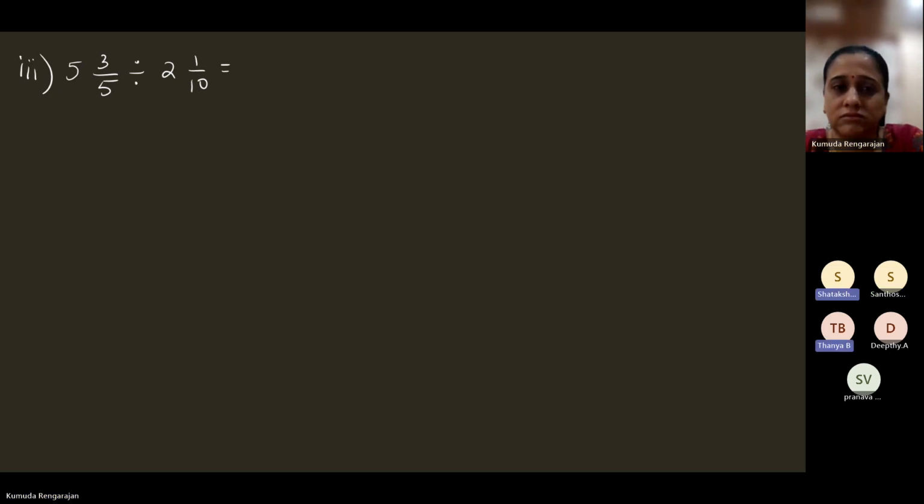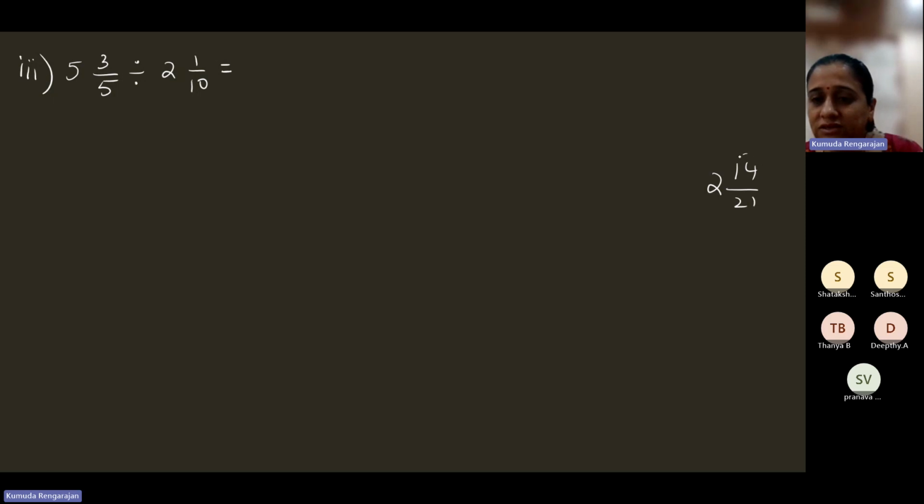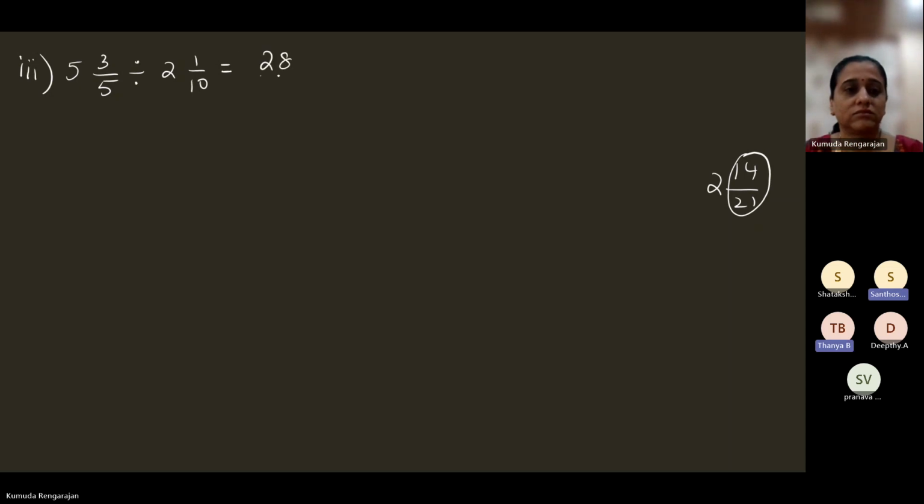Ma'am, is the answer 14 by 21? Ma'am, 2 by 3. See, Satakshi, 14 by 21. Can you see here in this proper fraction, 14 and 21 can be simplified in the tables of 7. That means you have not completely simplified before multiplying. Go back to your steps, check. You have not simplified completely. 2 by 3.